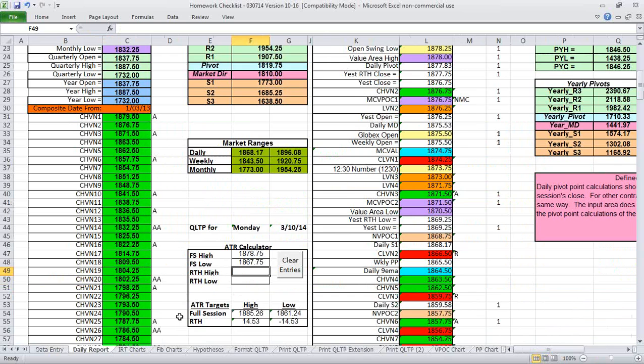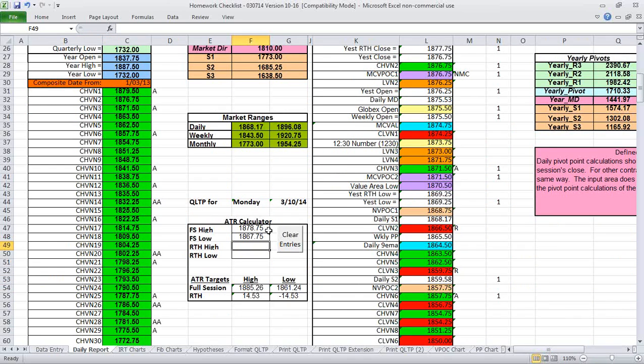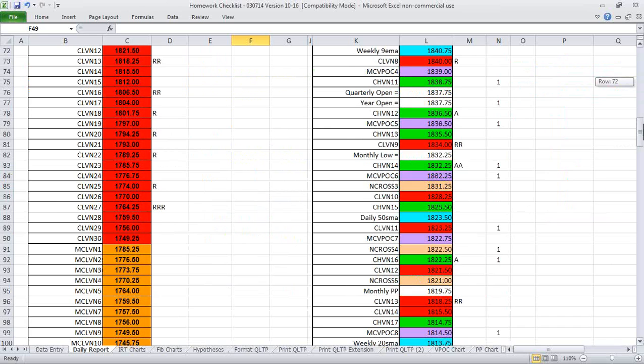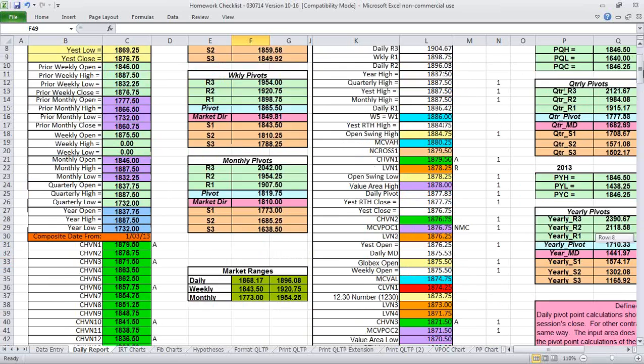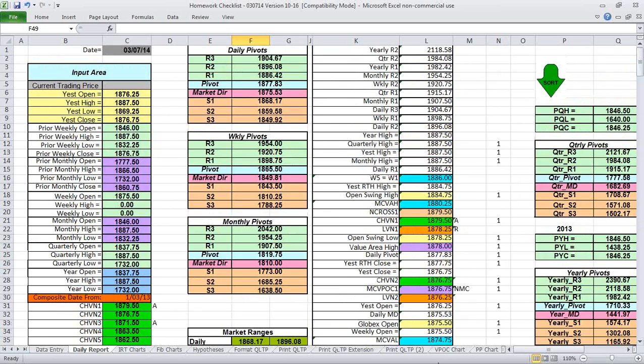Going over to the daily report, currently right now with our full session high and full session low, the 20-day ATR targets above us are 1885 and a quarter, below us 1861 and a quarter. And we'll take a look at what that looks like on the composite. We have no scheduled news today, but remember we've got headline news with this whole Ukraine situation, so just be careful today.